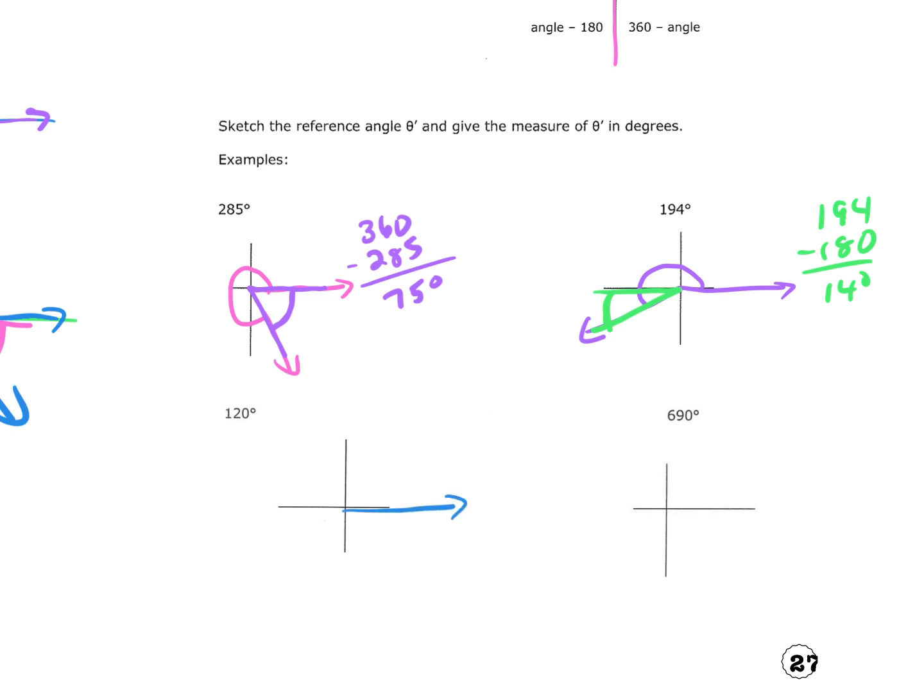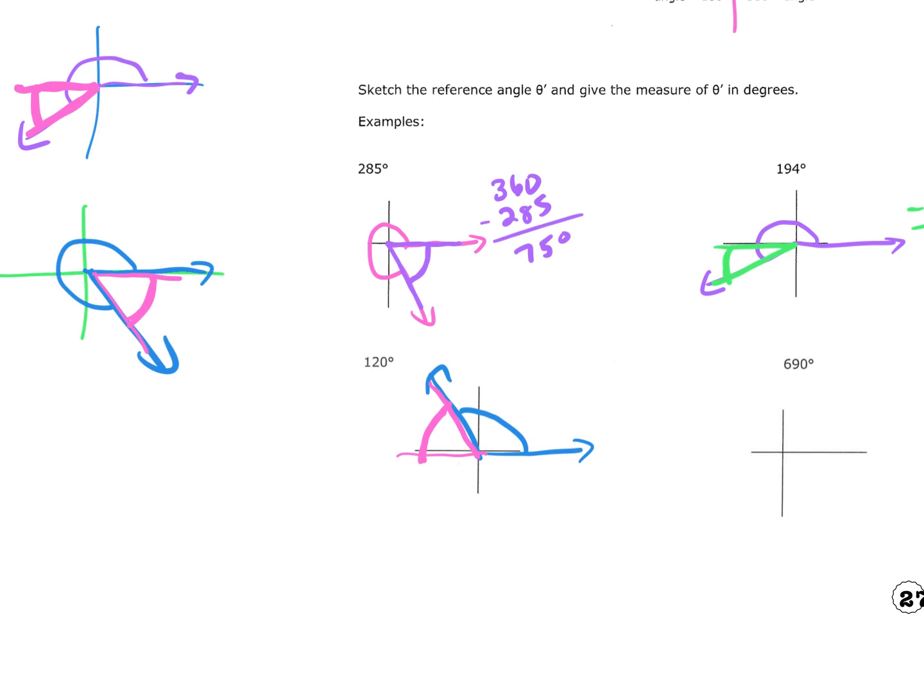120 degrees means we're rotating to about right here. So our reference angle, or theta prime in this case, this is what they're asking us to label, is this angle here. I'm not actually labeling it, but we're doing the math for it. So we're ending in quadrant 2, so if you notice, we're going to do 180 minus the angle. So we find that that's a 60-degree reference angle.